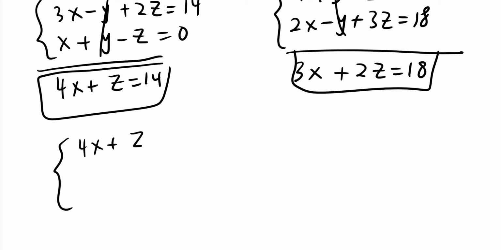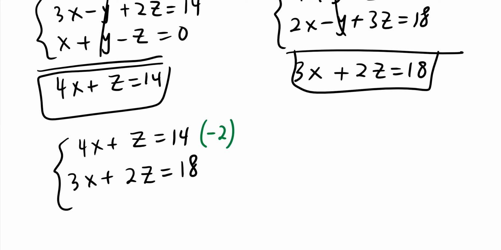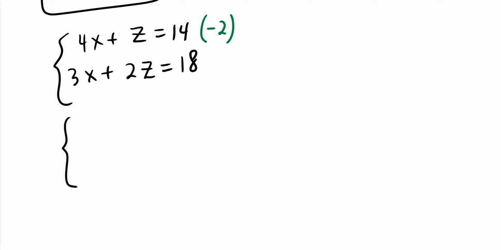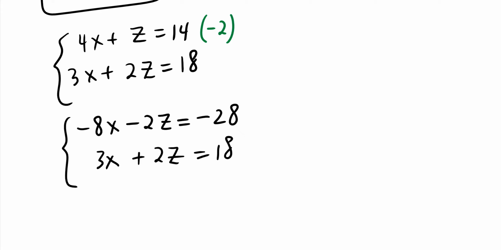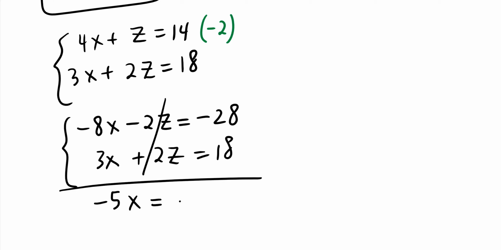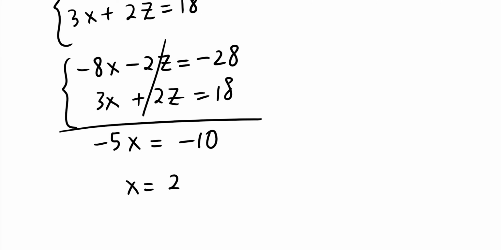So what do we get? Keep the 4x plus z equals 14 the same. 3x plus 2z equals 18 the same. It would really be easier if we can cancel the z's together by multiplying the top one by -2. And let's see what we get. -8x minus 2z equals -28. Make sure you multiply each one of them by -2, not just the z. The second equation stays the same. Another thing, notice here when I'm solving equations, although I did not make any changes to the second equation, I still write it as is. So these cancel out. -5x equals -10. Dividing by -5, that gives me the x value.